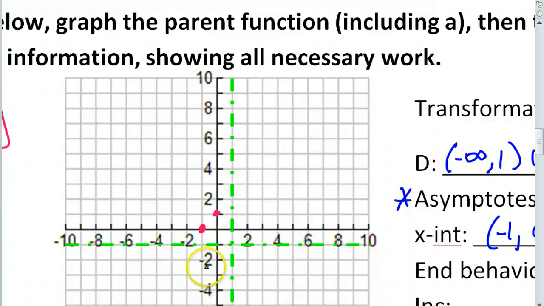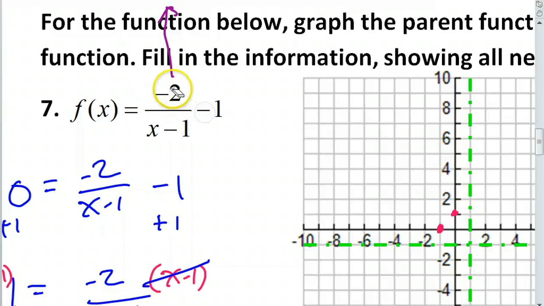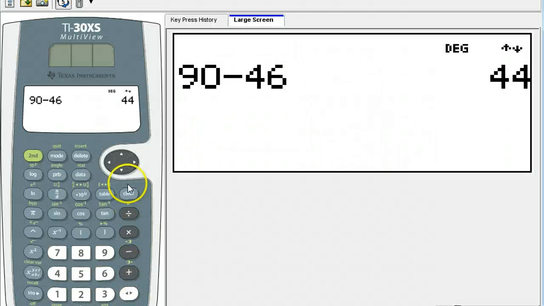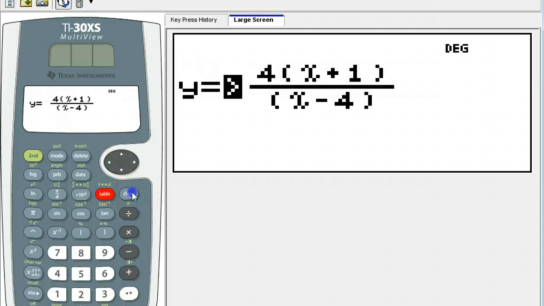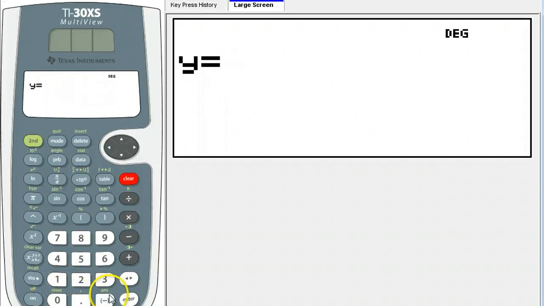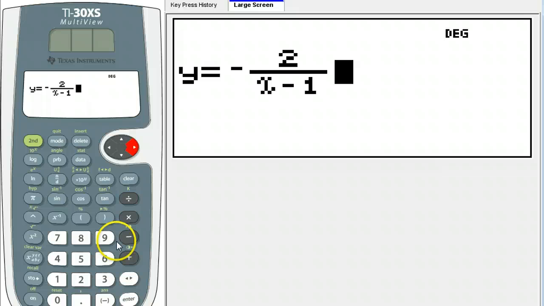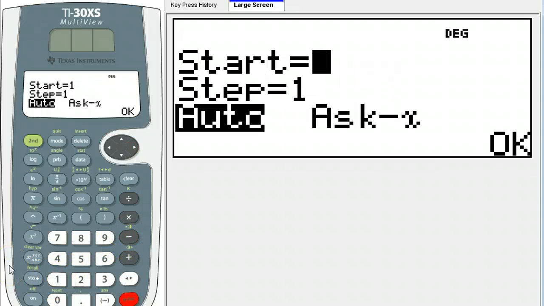So let's put this in our calculator. In the calculator, it's -2 over x minus 1, minus 1. Okay. So let's do a couple points here.